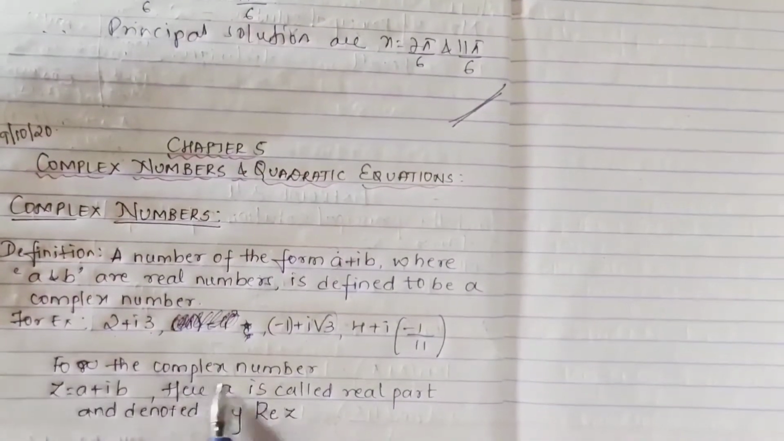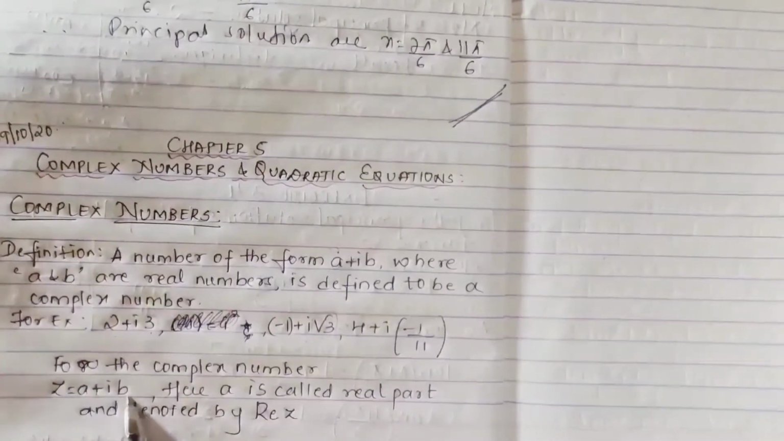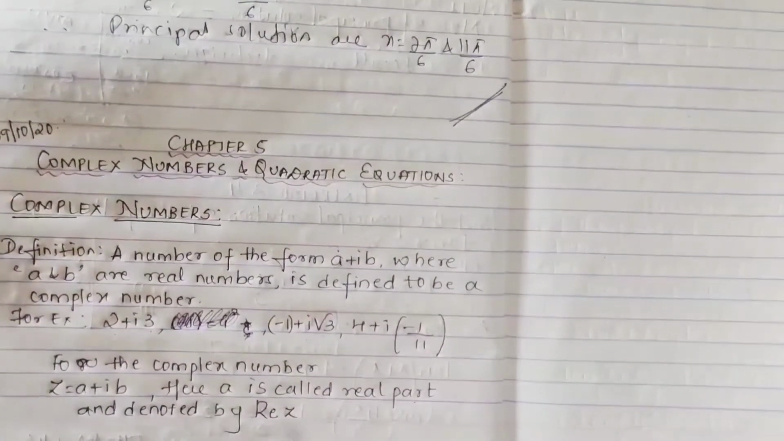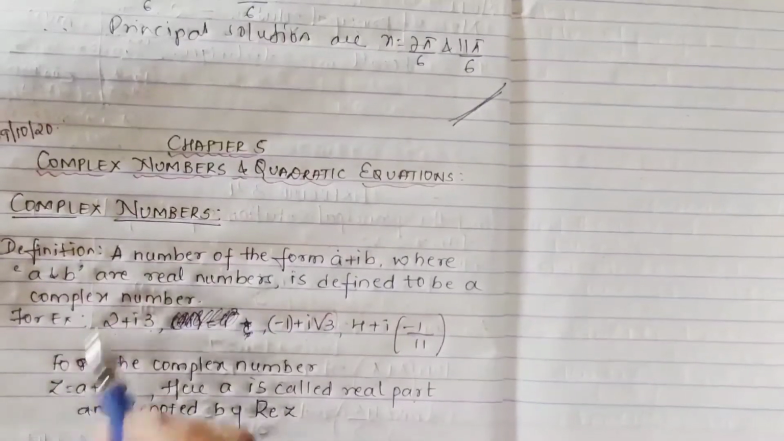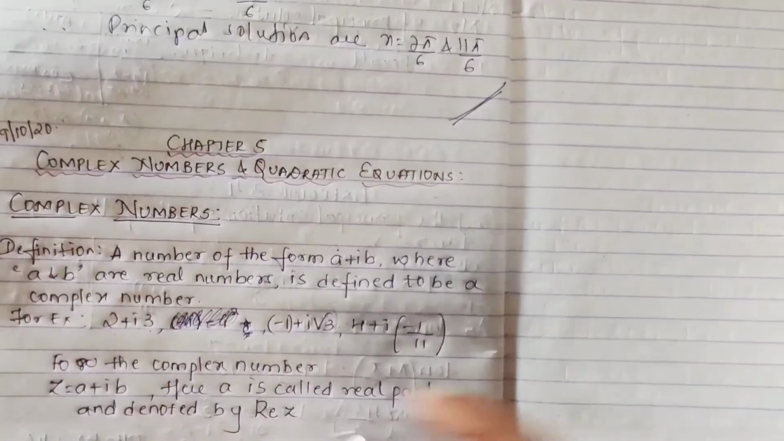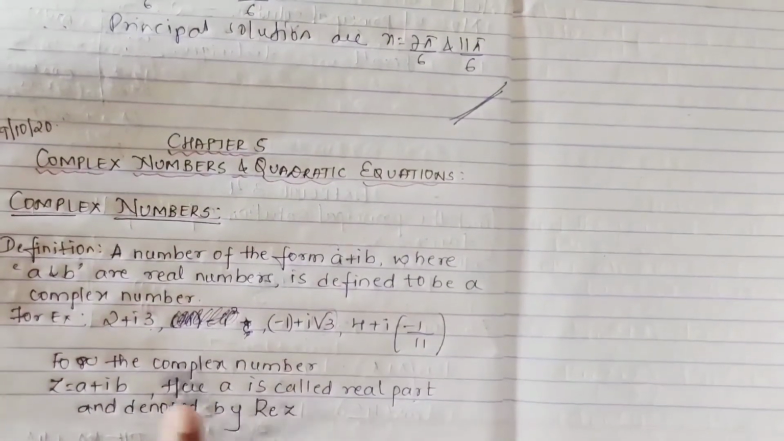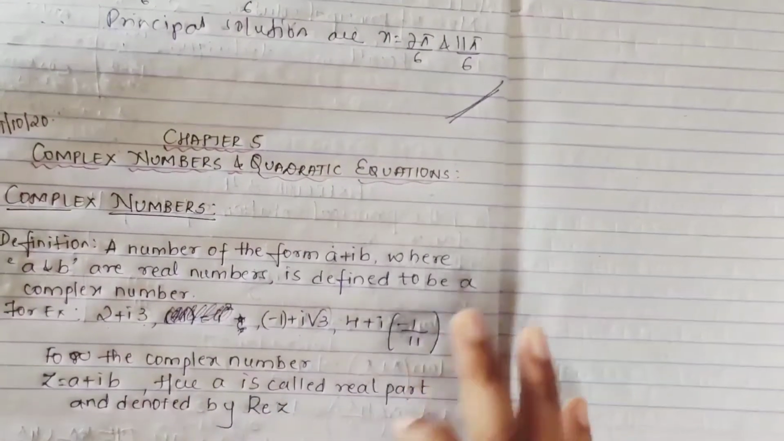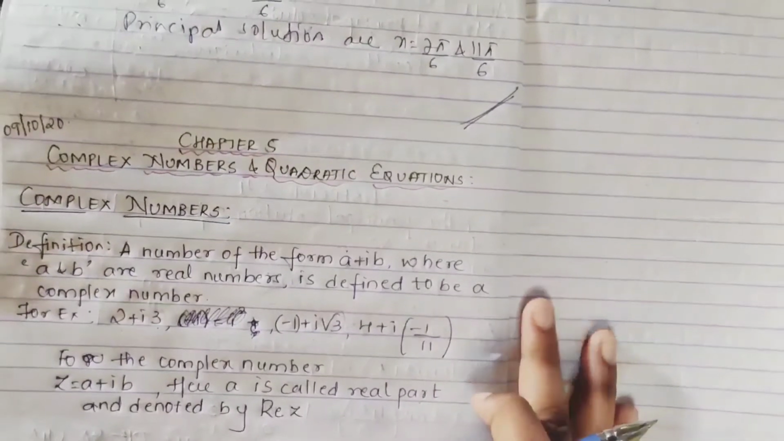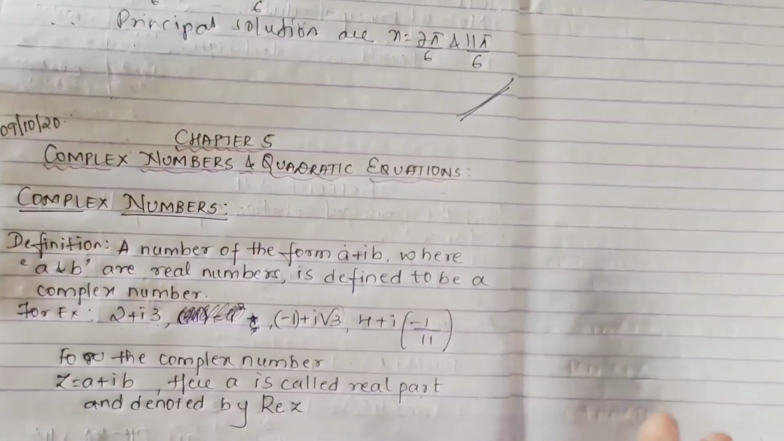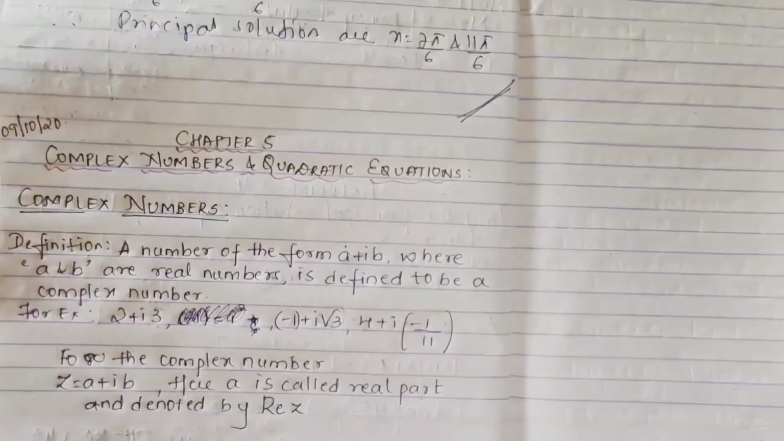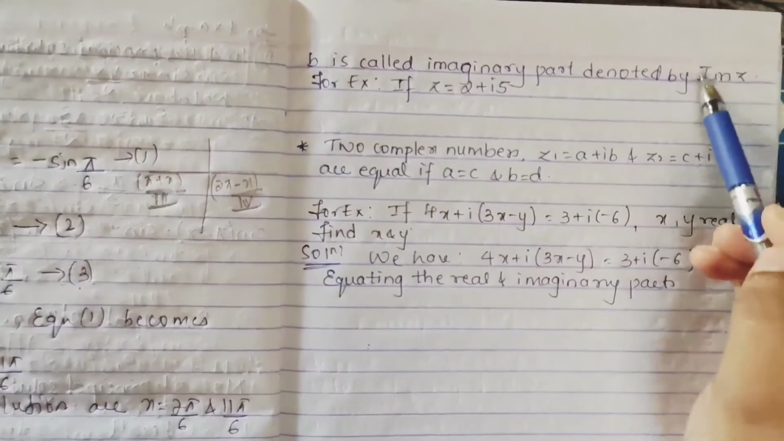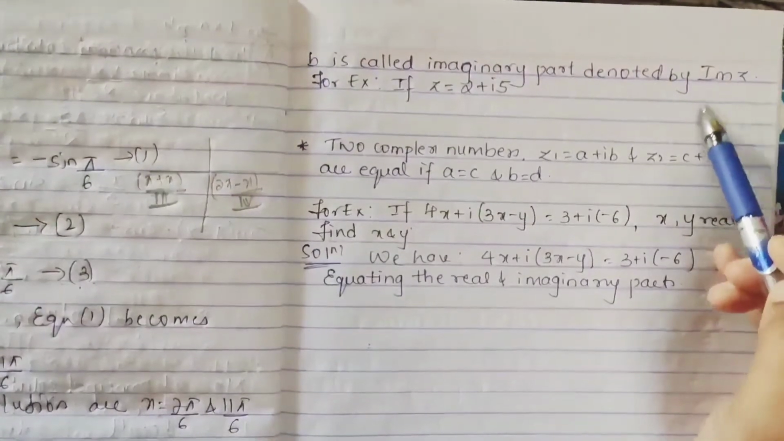For the complex number z is equal to a plus ib, here a is called the real part, as I have told you, and it is denoted by Re z. Z is equal to a plus ib we are taking. So the real part of z is a, the imaginary part of z is b, like this we will write. Please pause the video to note it down. b is called the imaginary part and it is denoted as Im z. Real is denoted as Re z.